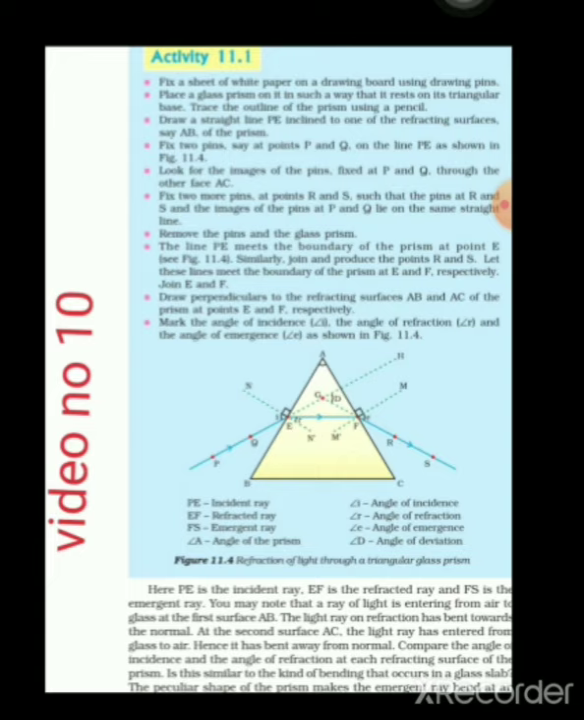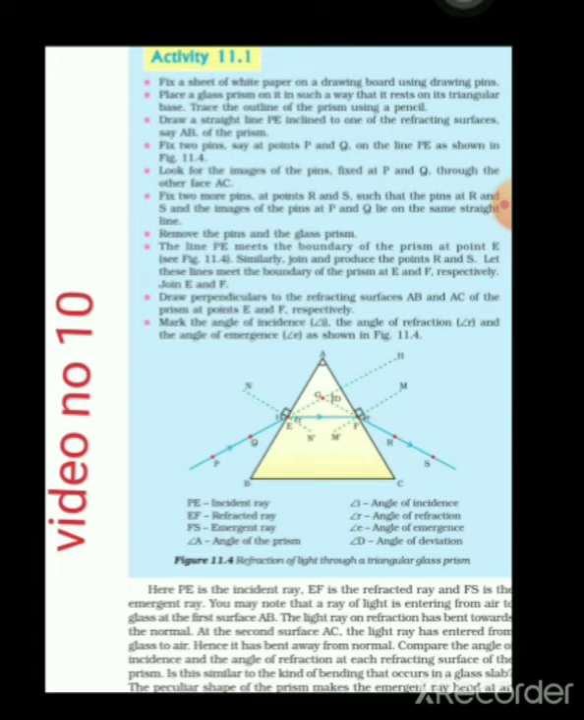A prism is a triangular transparent object which is made up of glass. It has two triangular bases and three rectangular lateral surfaces. These surfaces are inclined to each other. The angle between its two lateral faces is called the angle of the prism. Now let us see page 192 of the textbook.